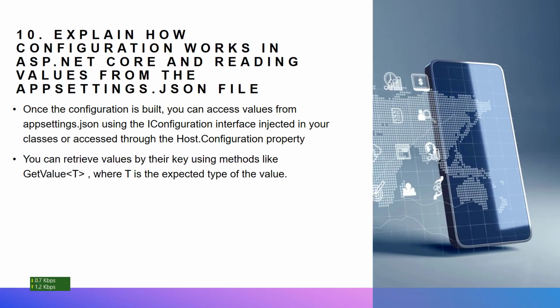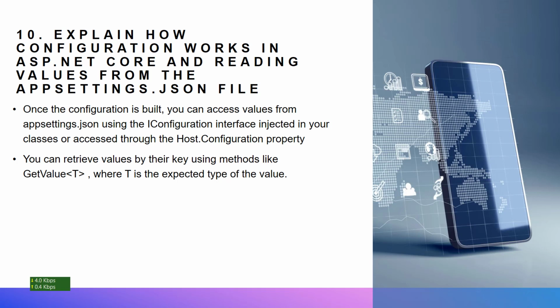Explain how configuration works in ASP.NET Core and how to read values from appsettings.json. All the configuration is done in the appsettings. For example, we have the connection string, and any key-value pair would be there. We can have logging over there, we can have the Azure configuration available there. All those things would be in the appsettings, but we need to read them.